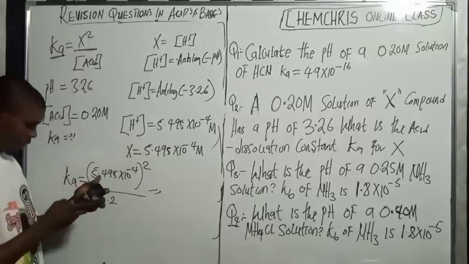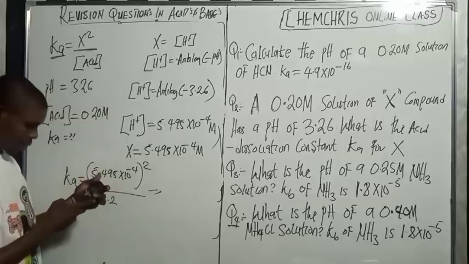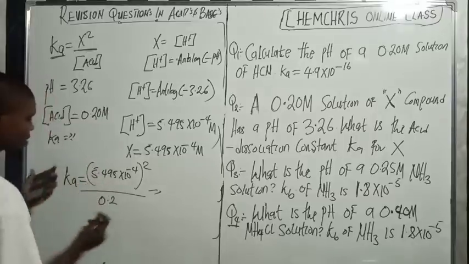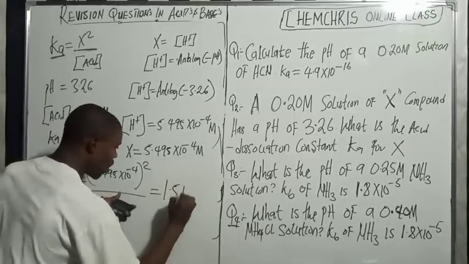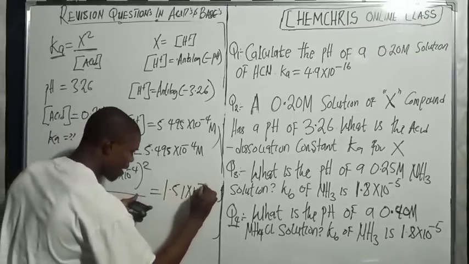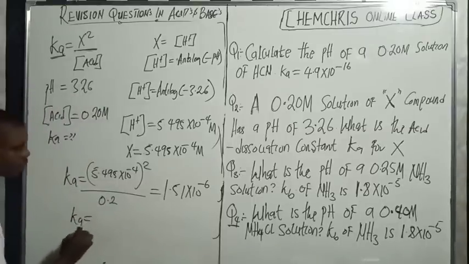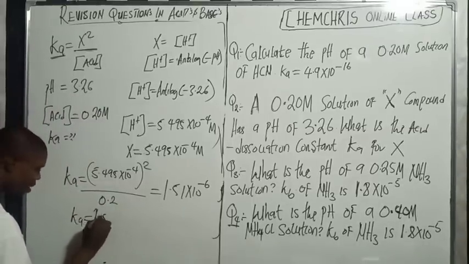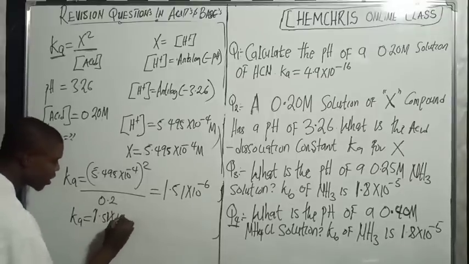Let's do it again. 5.495 exponential minus 4, squared, divided by 0.2. So my answer here is 1.51 exponential minus 6. You understand? So that is my answer. Ka equals 1.51 exponential of minus 6.